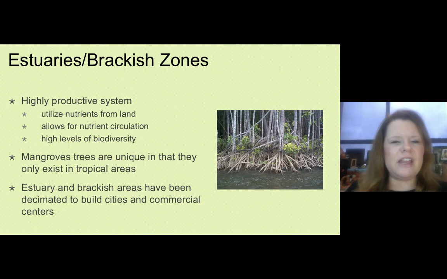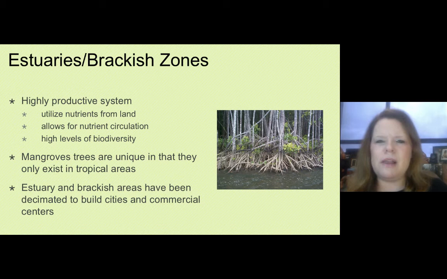When we look at estuaries and brackish zones, they're highly productive systems. They utilize nutrients from the land, so they actually act as a cleaner. They allow for nutrient circulation and high levels of biodiversity.